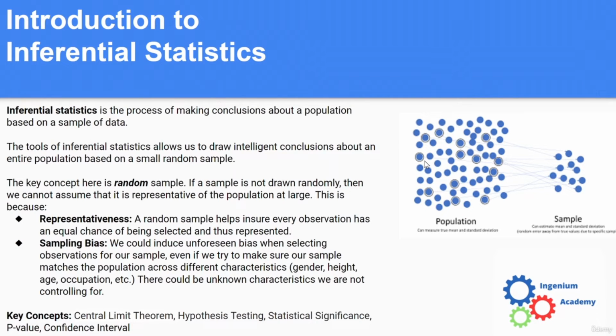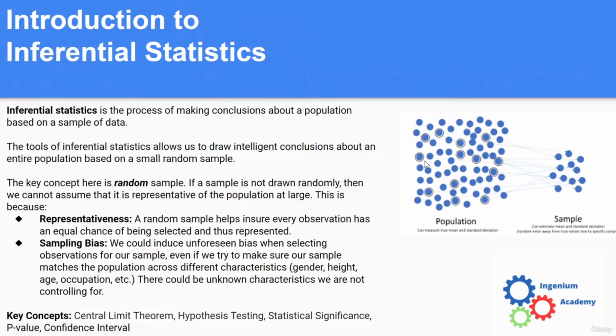And this sort of method of not randomly sampling leads me into my second reason as to why random sampling matters, which is that if we don't sample all these observations at random and they don't have an equal chance of being represented, we could be inducing unforeseen bias, or maybe not even unforeseen, maybe just straight up bias.